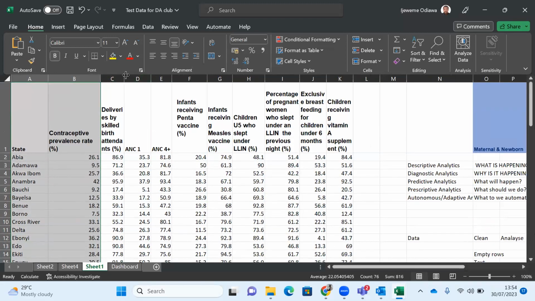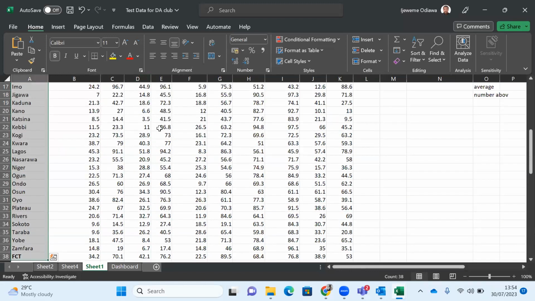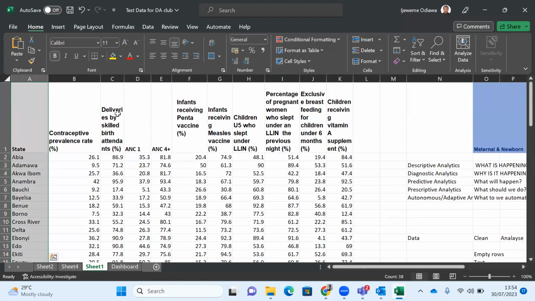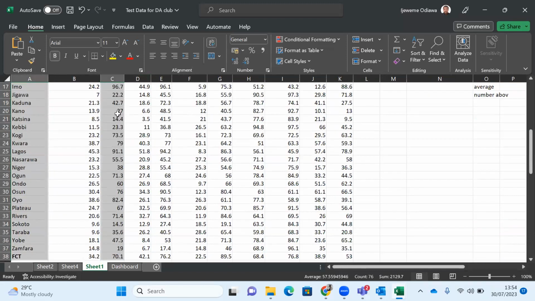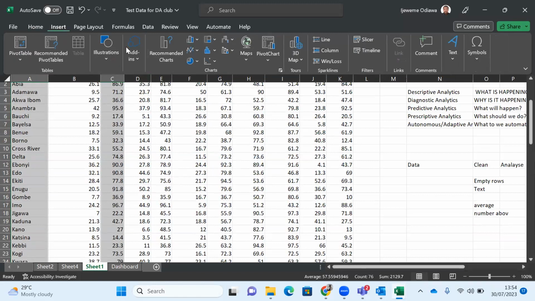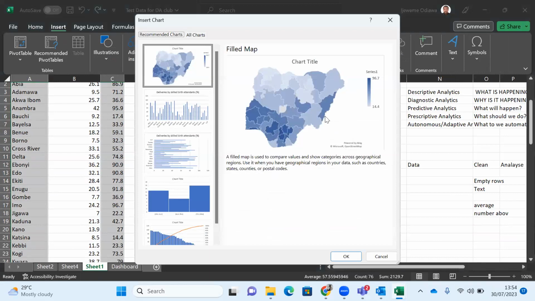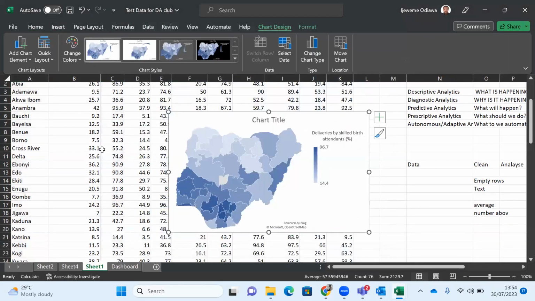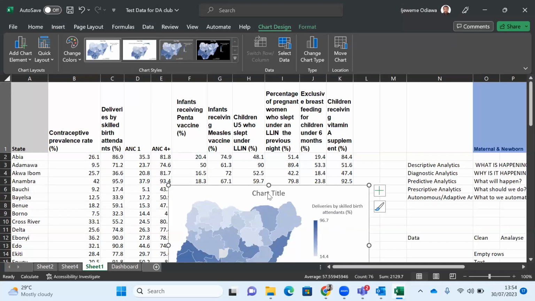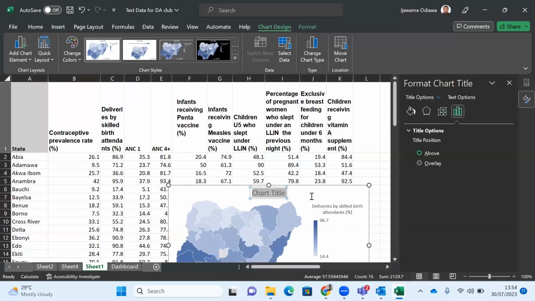Same thing: states, control shift down, pick everything, insert, our map. Okay, what is this measuring? Delivery by skilled birth attendants.